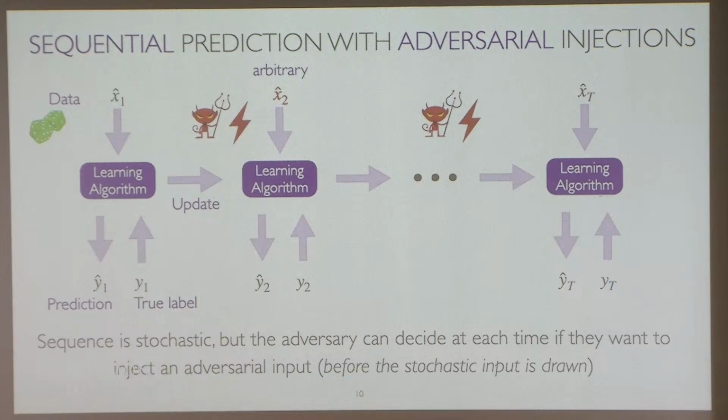Okay, so this sequence is generally stochastic. And once in a while, wherever the adversary decides to inject an example, and the adversary can do this as many times as the adversary wants. I'm not controlling that; there's no bound on how much the adversary can inject.